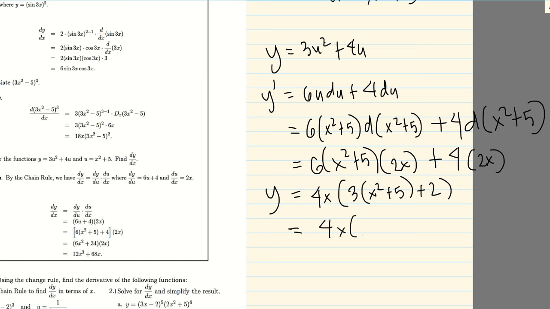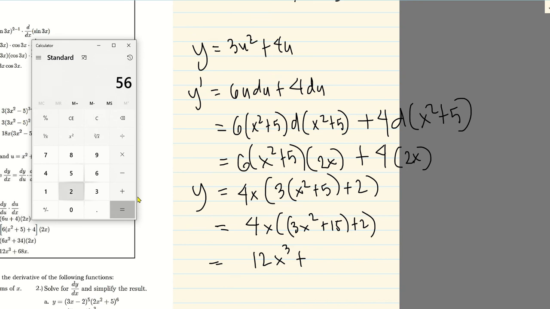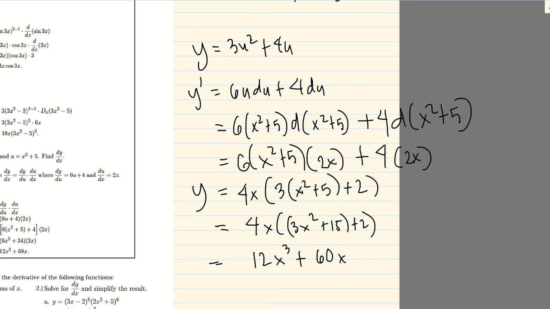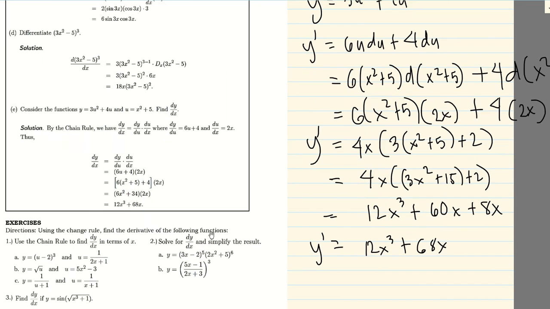So we have here 4x times 3x squared plus 15 plus 2, and then we will multiply it: 12x cubed plus, what is 15 times 4? So 15 times 4 is equal to 60, 60x, and then plus 8x, because 4x times 2 is equal to 8x. So we have 12x cubed plus 68x. So that is our derivative. Okay, so we have the same answer.